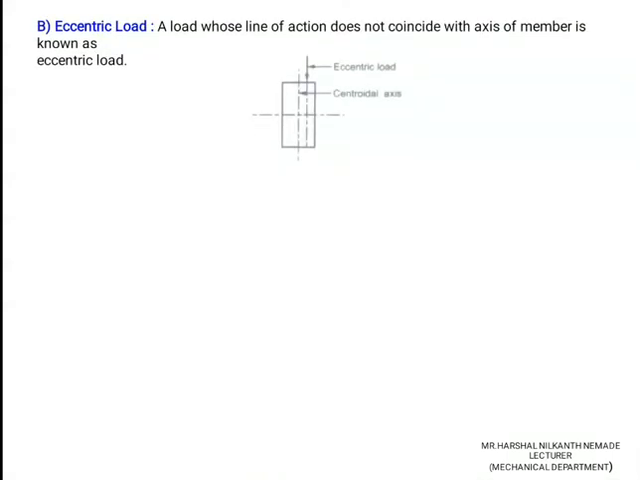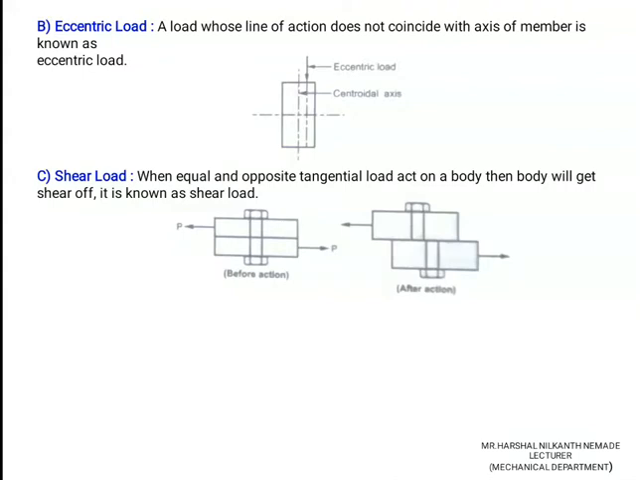Eccentric load. A load whose line of action does not coincide with the axis of member is known as eccentric load. See, load is acting away from the center line, so that load is known as eccentric load. Okay. Shear load. When equal and opposite tangential load acting on a body, then body will shear off. It is also known as shear load. Before action and after action figure is shown.